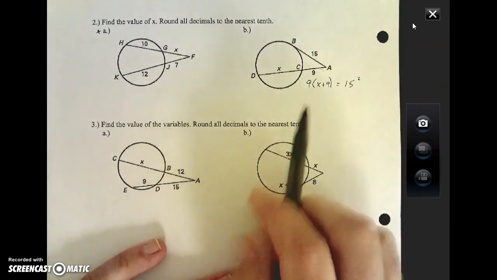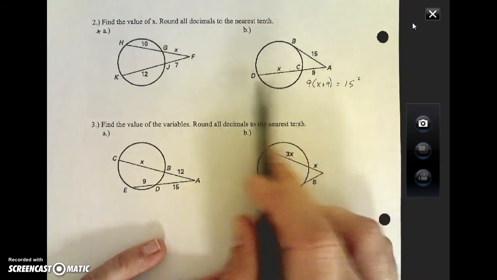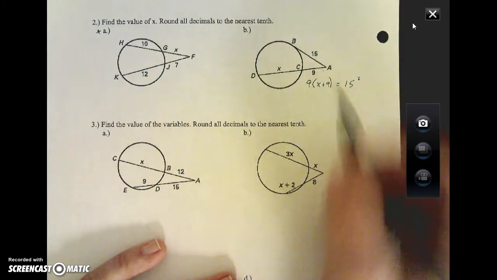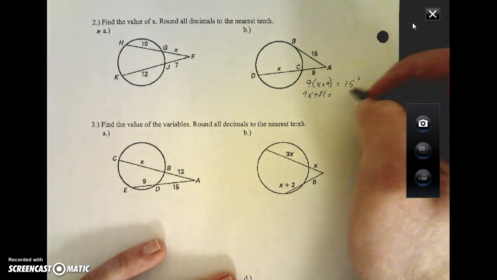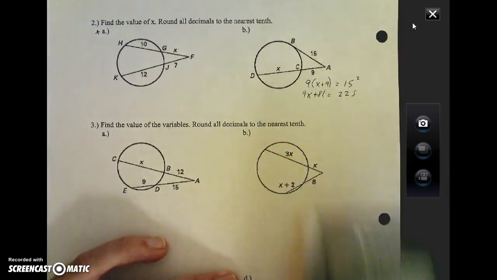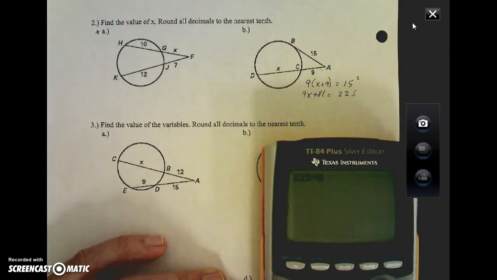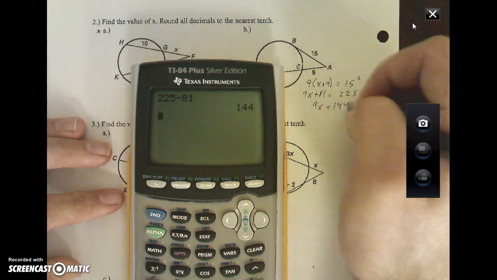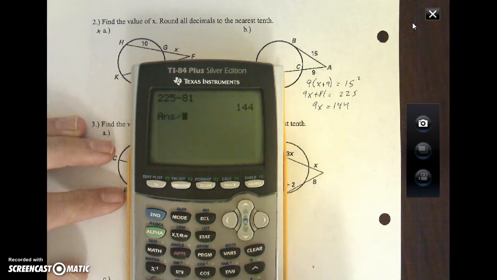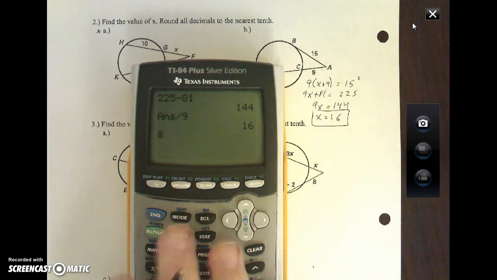But again, just real quick recap. Little piece on the outside times the full thing. The full length is x plus 9 equals 15 squared. Multiply the 9 in. 9x plus 81 equals 225. Got kind of dim in here, but 225 minus 81 gives me 144. So I get 9x equals 144. I can do that divided by 9. X equals 16. All right? Very good.